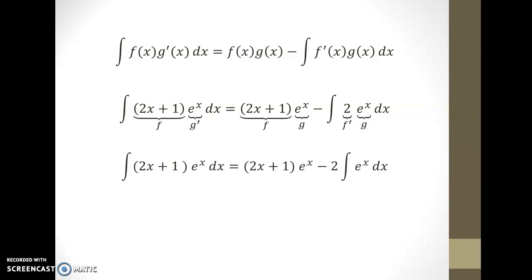I'm going to extract the 2 because it's a constant multiplier, and integrating e to the x is a basic rule. Okay, so I've completed the anti-differentiation process and I've added an arbitrary constant.